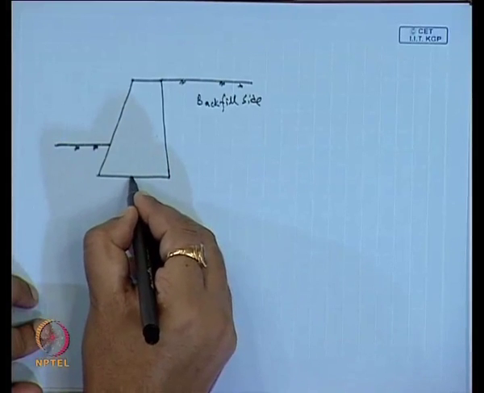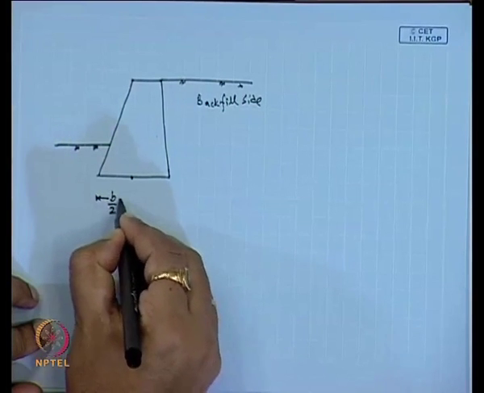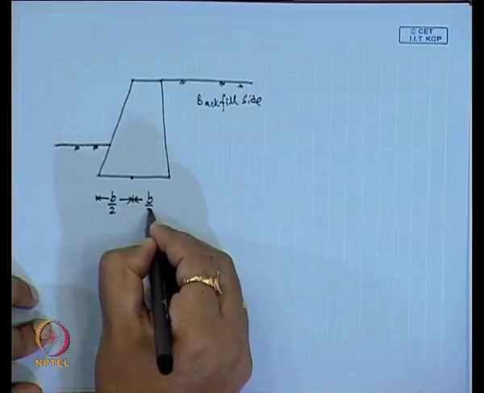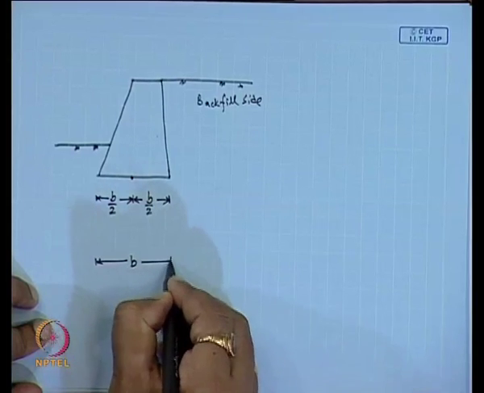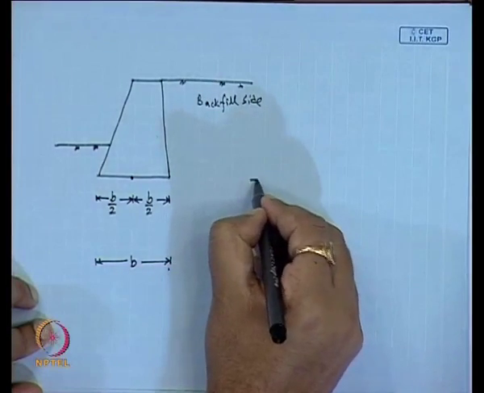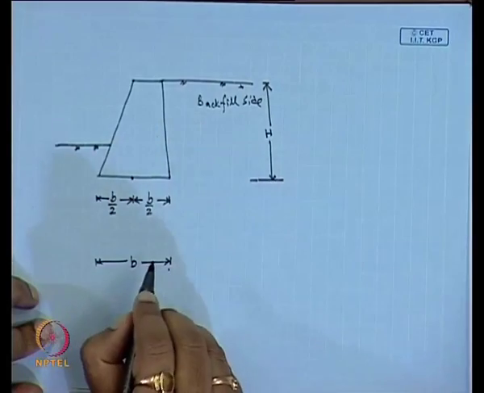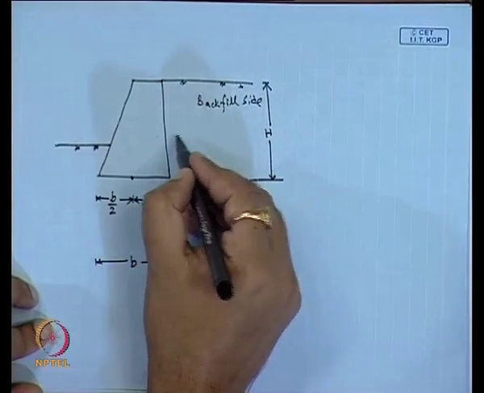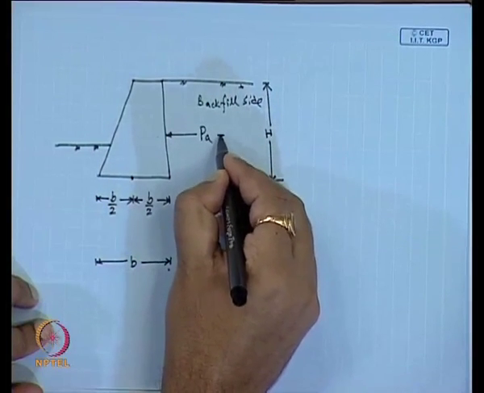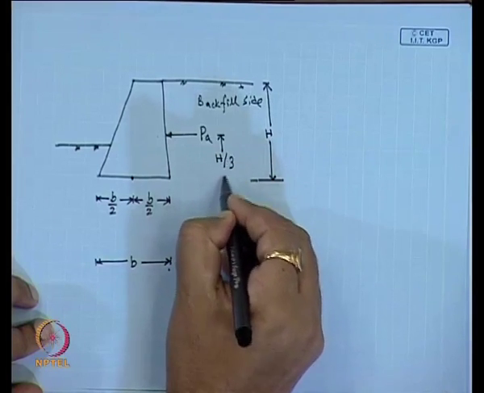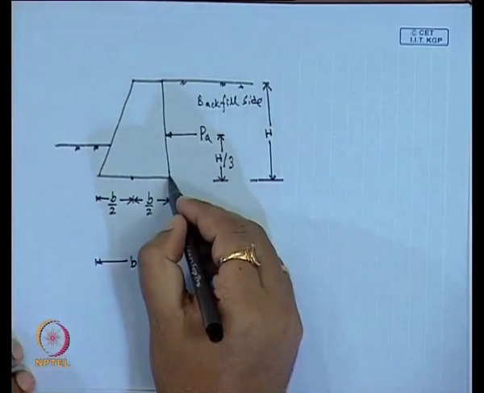If this is the center of the retaining wall, this is B by 2 and this one also B by 2, so the total width is B, and if this is the height of the retaining wall H, then first the active earth pressure, this is P A, will act at H by 3 distance from the base of this retaining wall.